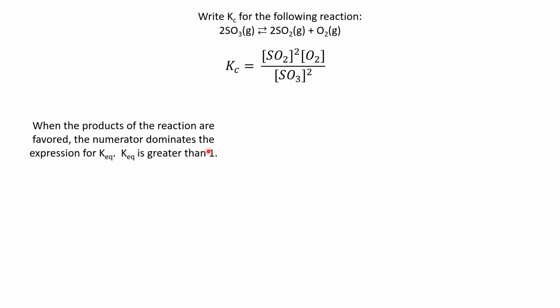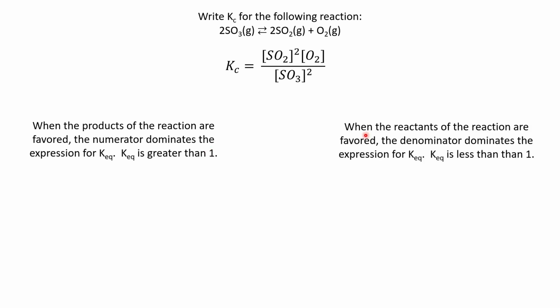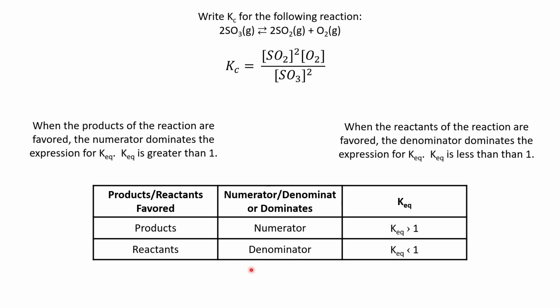Okay, so what happens when the opposite is true? So when the reactants of the reaction are favored, the denominator is going to dominate your KEQ. This is going to give you a KEQ of less than 1. Again, if your denominator is really big, then your KEQ is going to be quite small. So before you even start any calculations with KEQ, it is helpful to know, hey, are my products or my reactants favored in this reaction? And here is a table to help you summarize what is going on with KEQ.